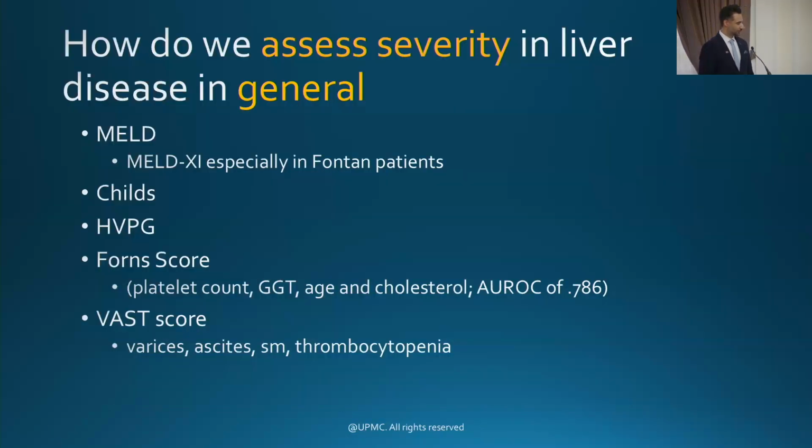So how do we assess severity in liver disease in liver patients in general? Well, we have multiple scoring systems. The most widely used are the MELD and Child-Pugh. Of course, none of these were designed nor have they been validated for Fontan patients.